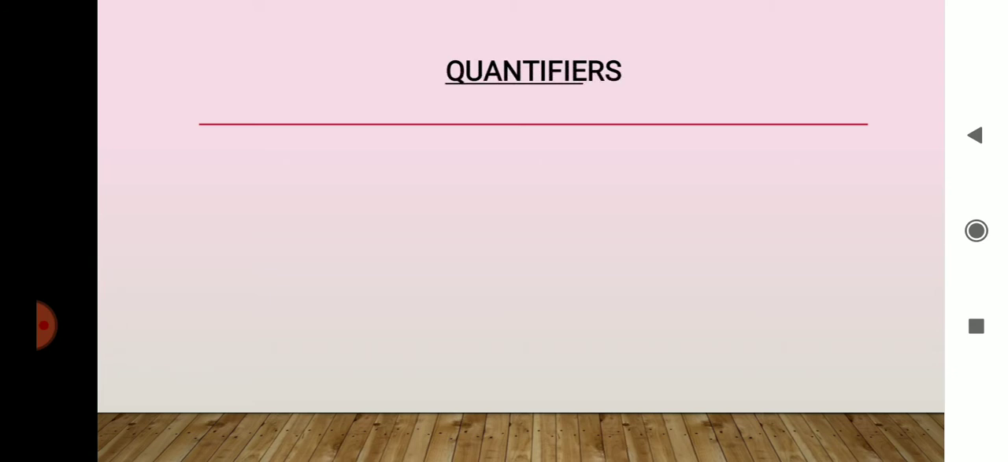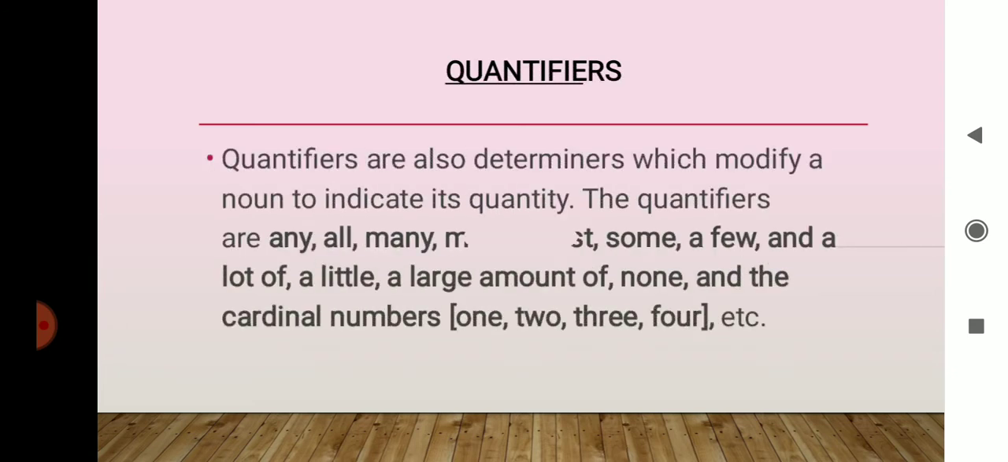Let's see quantifiers. Students, quantifiers are also determiners which modify a noun to indicate its quantity. The quantifiers are any, all, many, much, most, some, a few, and a lot of, a little, a large number of, a large amount of, none, and the cardinal numbers 1, 2, 3, 4, etc.